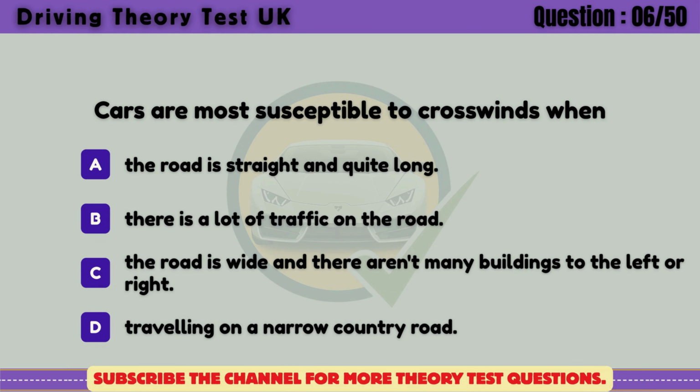Question 6. Cars are most susceptible to crosswinds when. Option A. The road is straight and quite long. B. There is a lot of traffic on the road. C. The road is wide and there aren't many buildings to the left or right. D. Traveling on a narrow country road.